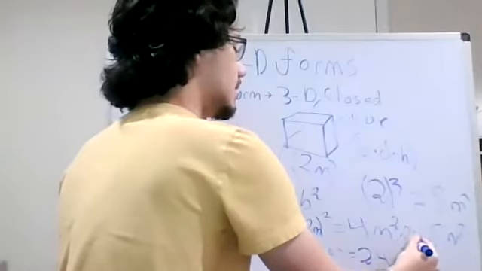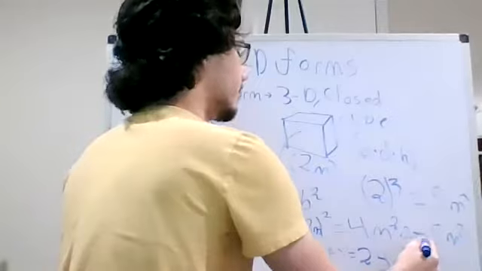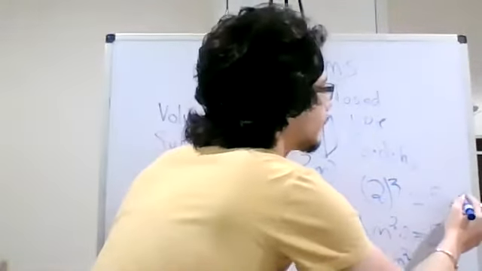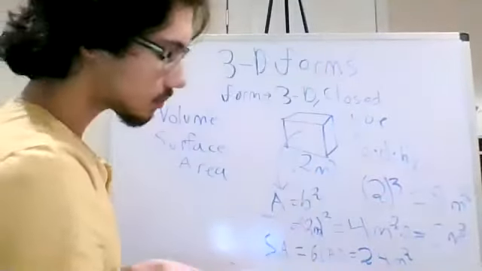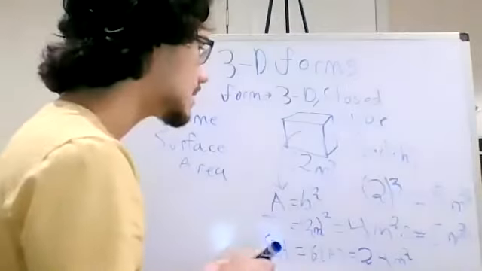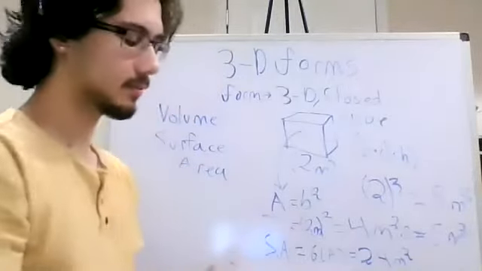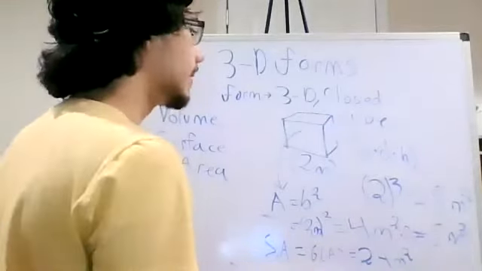So multiply it by 2. We got 8 meters cubed. So that is what we were trying to do. And that is how we find volume. Any questions? No, sir. Okay.